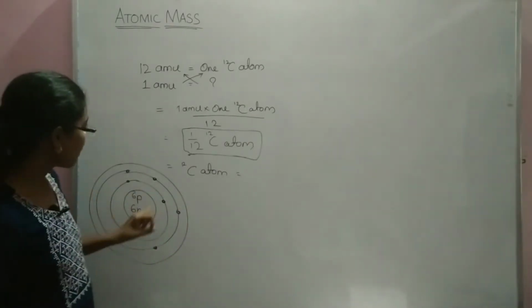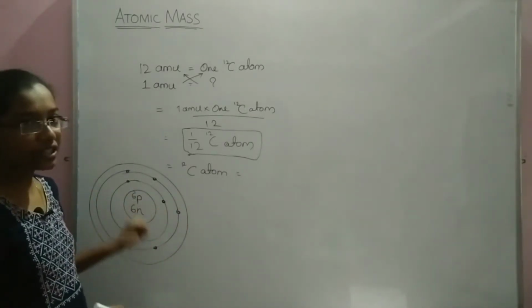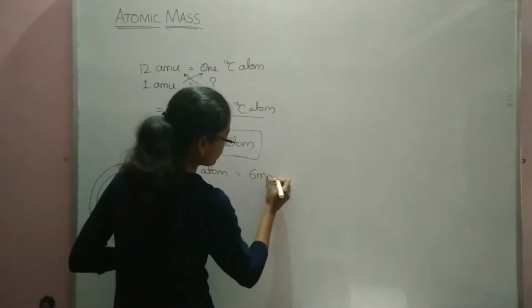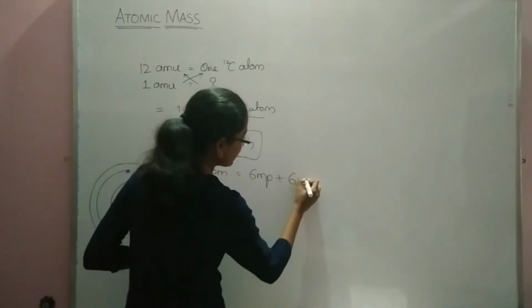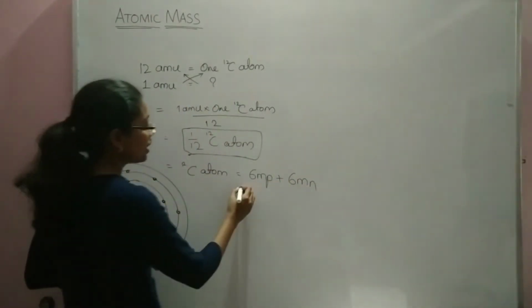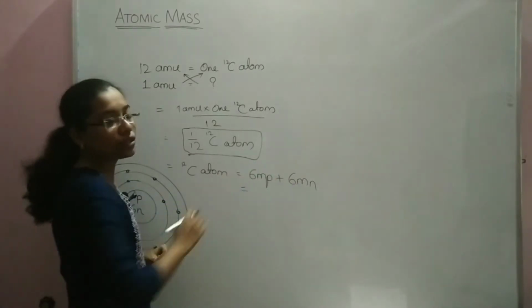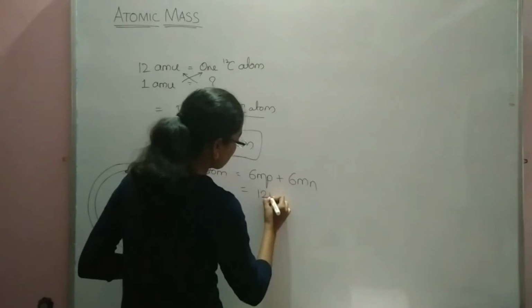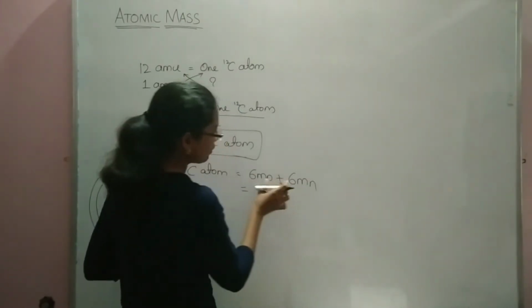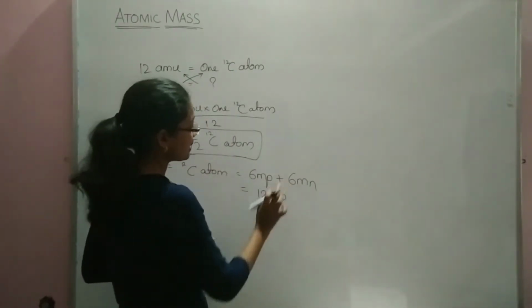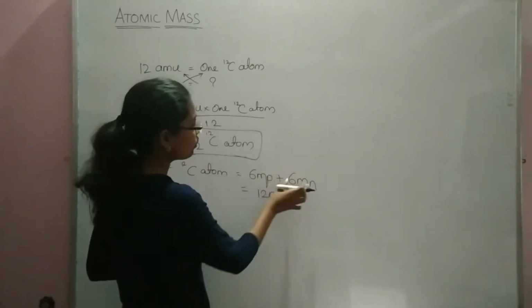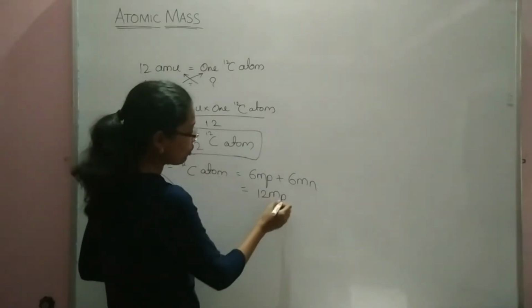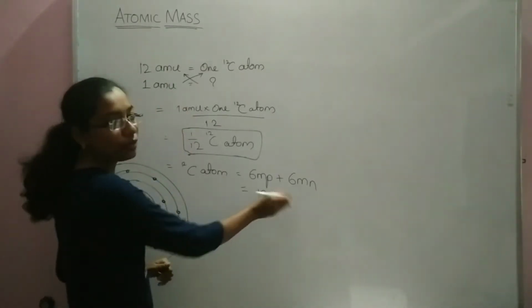Now to calculate the mass, we will take only protons and neutrons. This is the mass of 6 protons plus the mass of 6 neutrons. And the masses of a proton and a neutron are almost the same, so we will take it as 12 mass of protons. We have added this 6 and this 6 and we got 12, and both are taken as protons only. So what we got? 12 mass of protons.